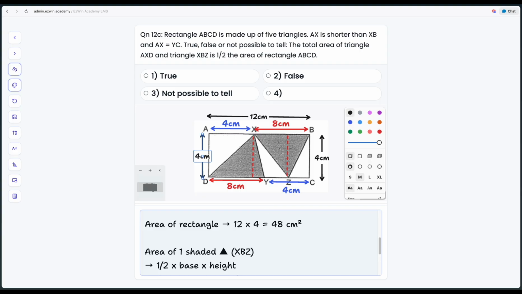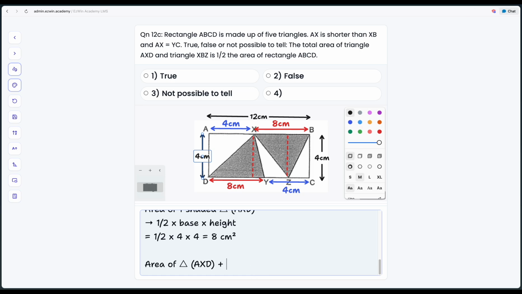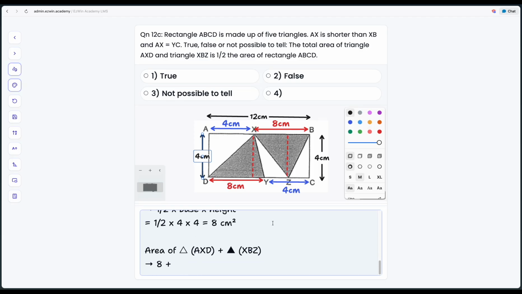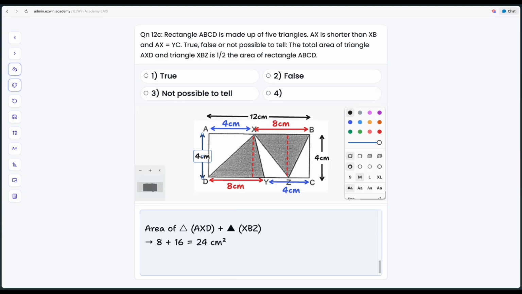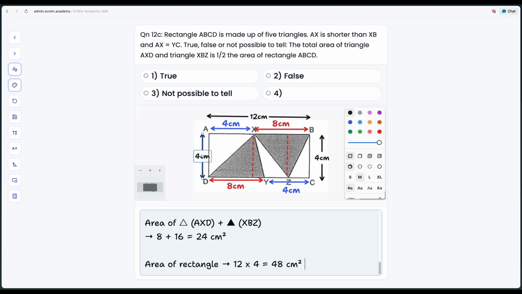So we know that the area of the rectangle is 48. So the area of triangle AXD plus triangle XBZ is equal to 8 plus 16, which is equal to 24 centimeters square. And then we want to get half of the area of the rectangle. So let's copy this and paste it over here. Half of the area of the rectangle is 48 divided by 2, and this is equal to 24 centimeters square.